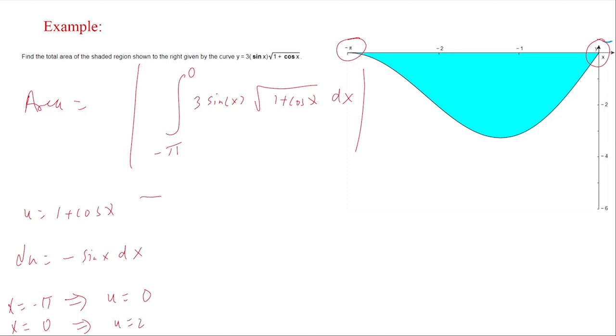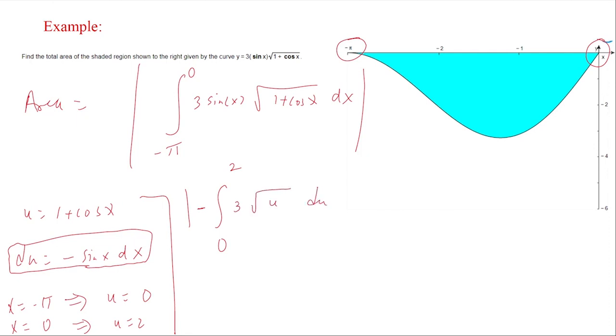So this integration, whatever we're trying to find, will be changed to 0 to 2 and then 3 sine x. As you can see, sine x dx can be replaced by negative du, so I can just bring that negative sign outside, and then for this one it's the square root of u du. So I can replace this problem with 3 square root of u du. This negative sign doesn't matter because of this absolute value, it will eventually be positive.